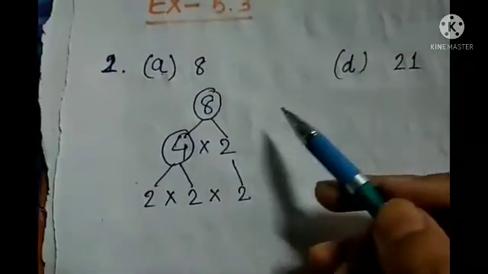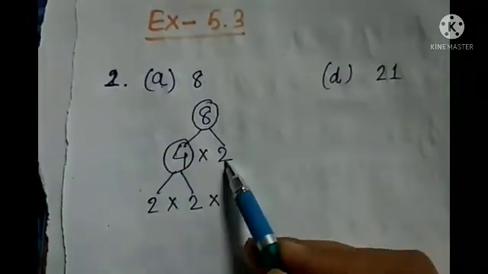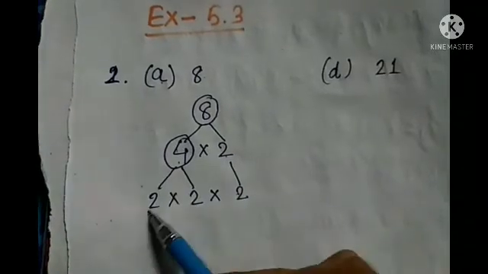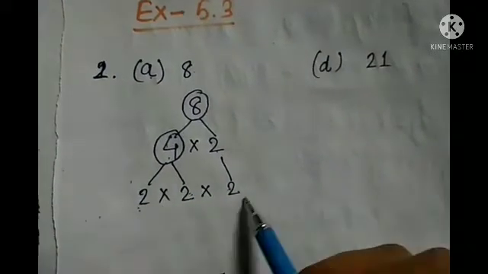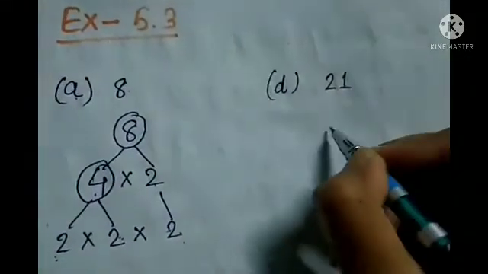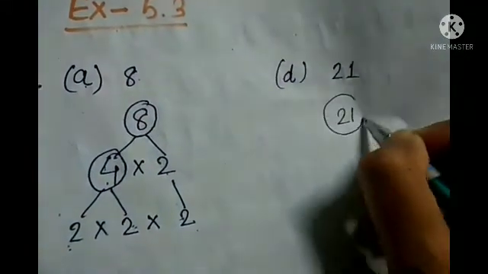So 4 2s are 8, right? Then again 2 will remain as it is and 4 can be broken up. So yeah, our factor tree is ready. Now let's do D number. So here I have 21. So 21 we have to break.